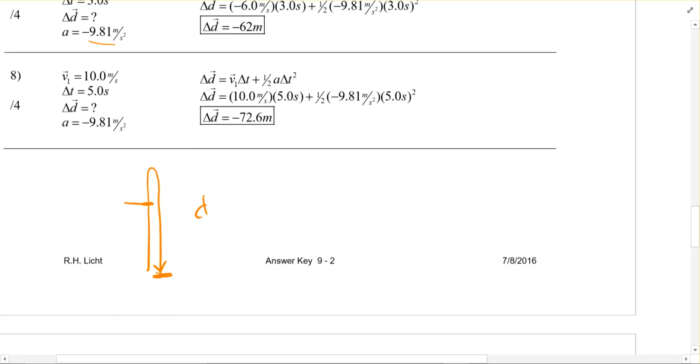So as long as you keep your negatives and your positives straight in this, you'll end up with the right answer. So positive 10 meters per second, 5 seconds. Acceleration is still negative 9.81. If you put that into this formula, and if you want to figure out how I got that, you could remember that VF was nowhere to be found in that question, and I wasn't trying to find it, so this equation doesn't even have VF in it. Plug all your stuff in, you get negative 72.6 meters, because that's the change in distance, or the distance from where I started to where I ended.